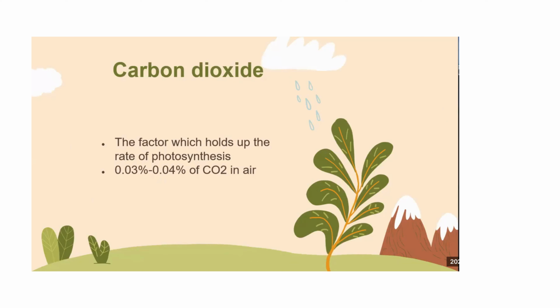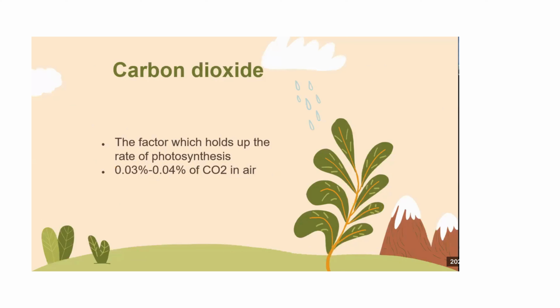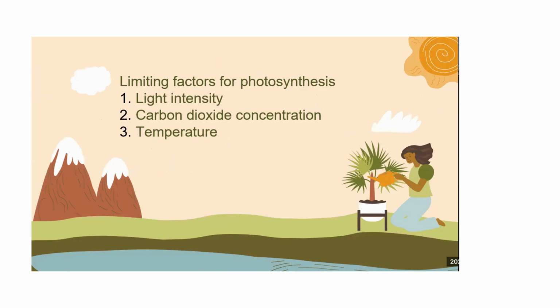In carbon dioxide, usually we say carbon dioxide is the factor which holds up the rate of photosynthesis because, when we take the normal atmosphere, 78% of air is nitrogen and 21% is oxygen. All the other gases make up only about 1%. Of that 1%, only 0.03 to 0.04 percent is carbon dioxide. So, as we said, the limiting factors for photosynthesis are mainly light intensity, carbon dioxide concentration, and temperature.